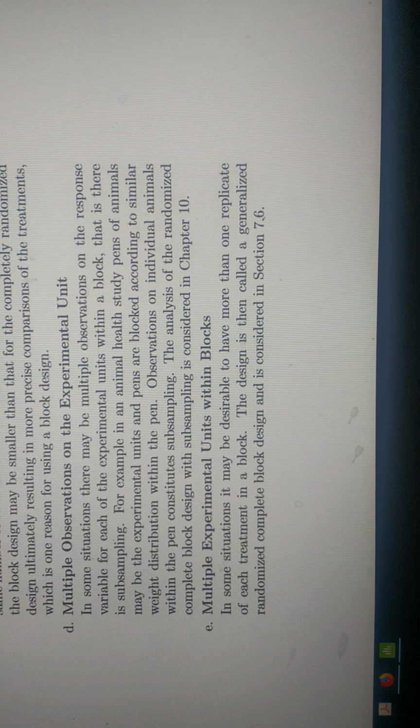D is that same situation we talked about earlier, where you're having multiple observations on each experimental unit, so you're having a different number of measurement units than experimental units. So we've already talked about that a fair amount. Let's move on down here.